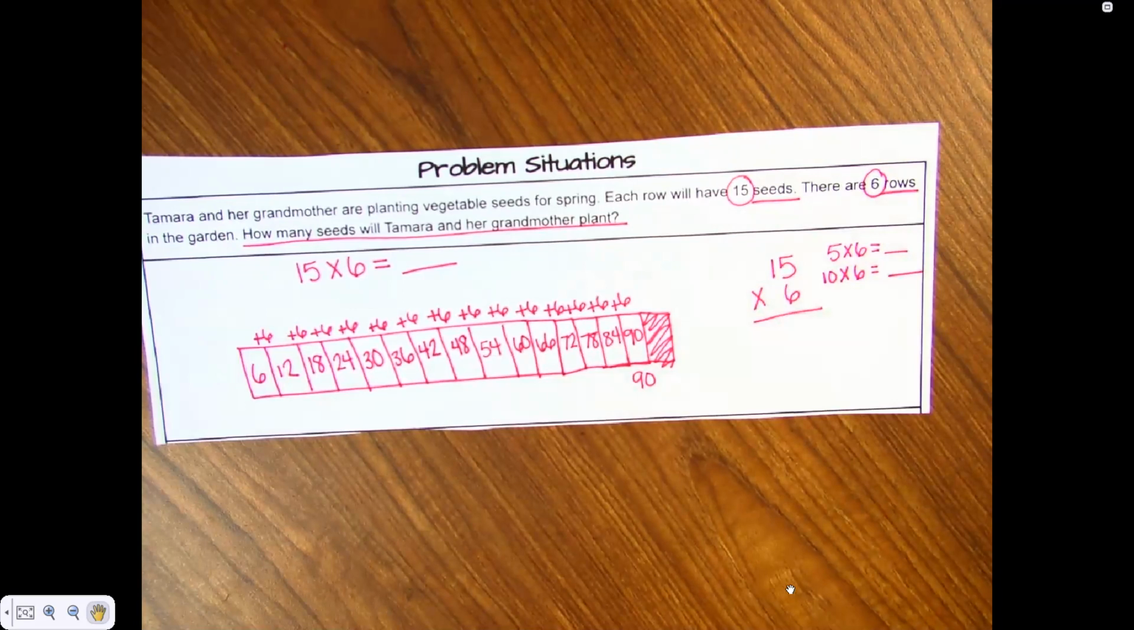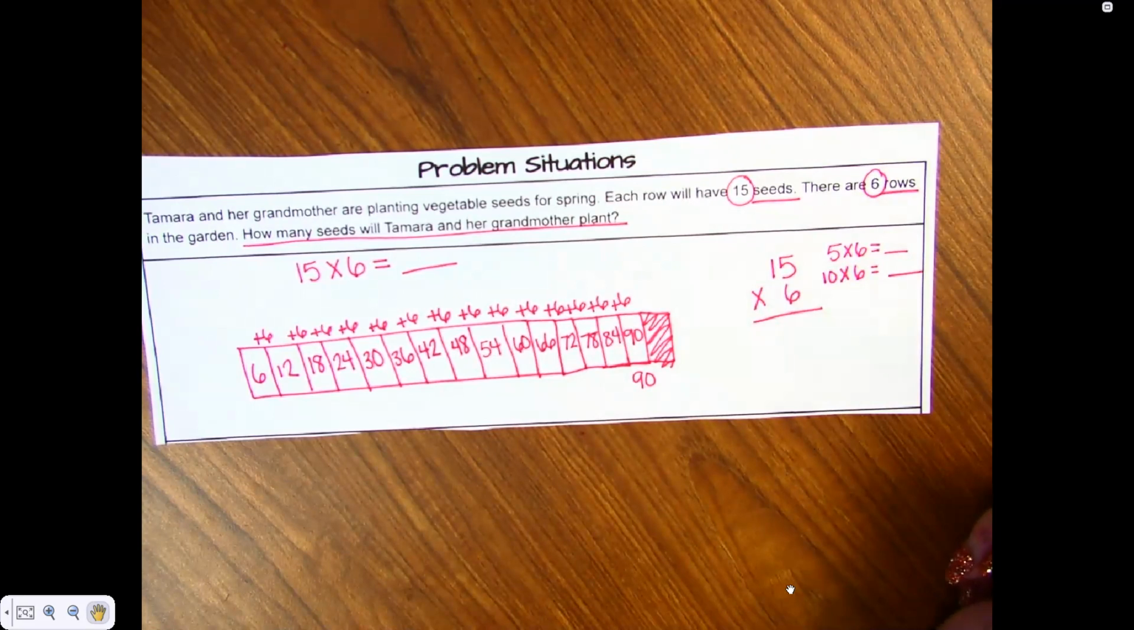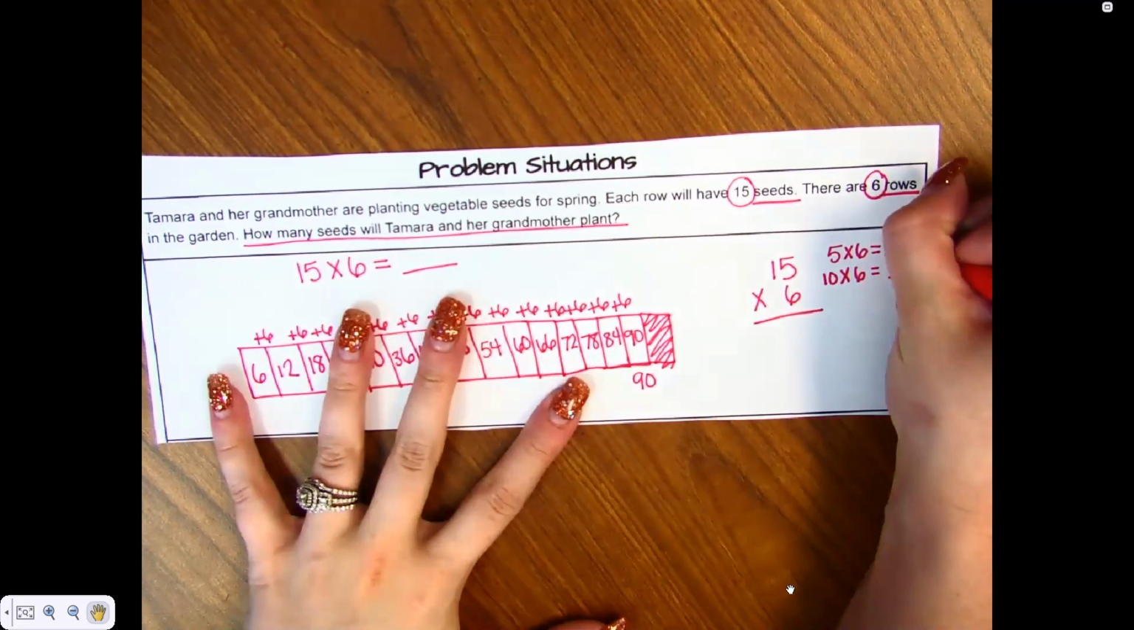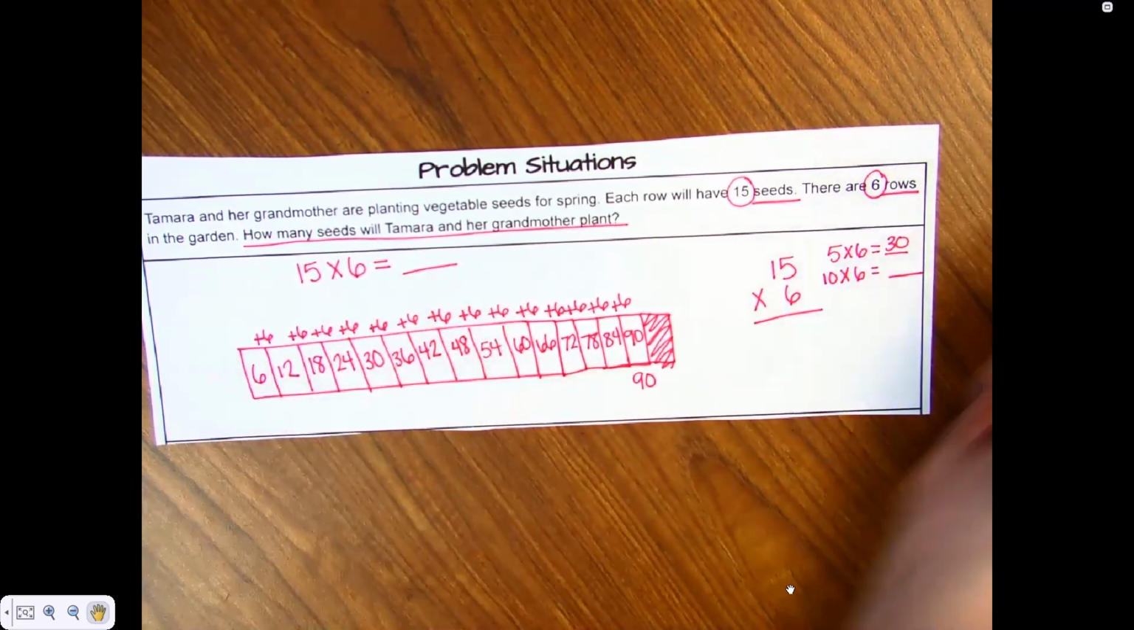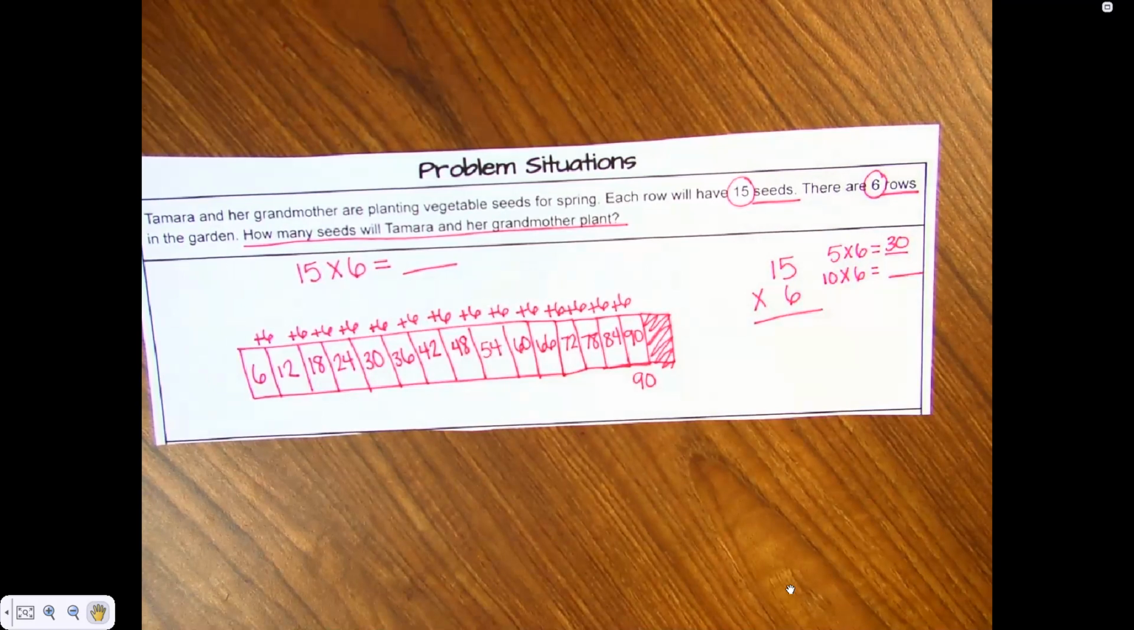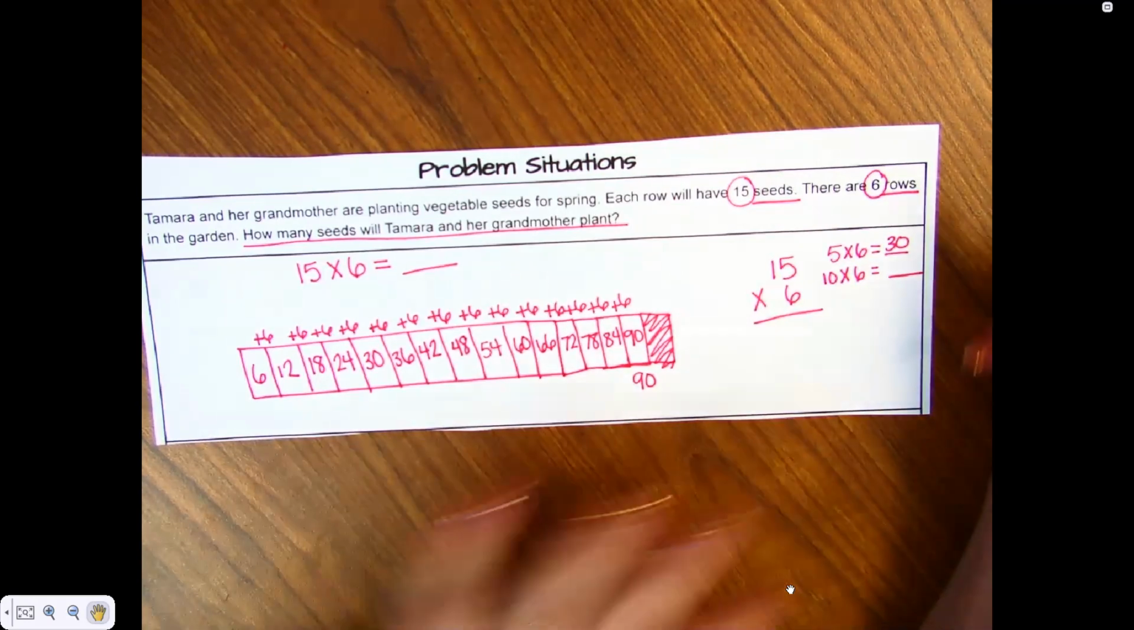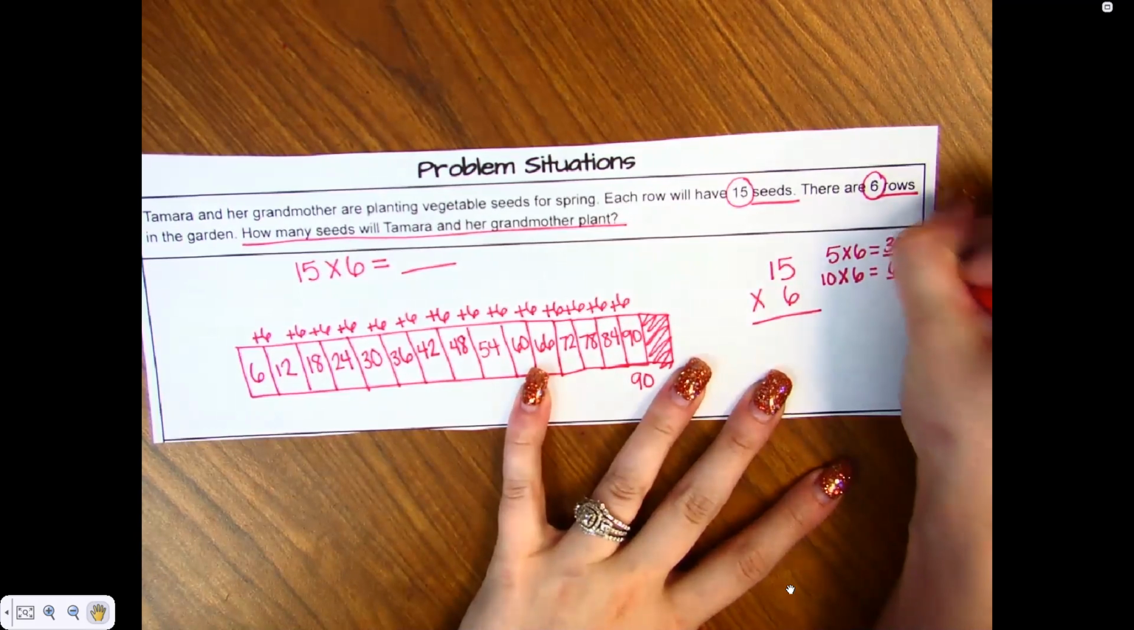So what's 5 times 6? Bianca, what's 5 times 6? 30. And what's 10 times 6? Remember, 6 add the 0. What's 10 times 6? Bella? 60. So then I'm going to add these together.